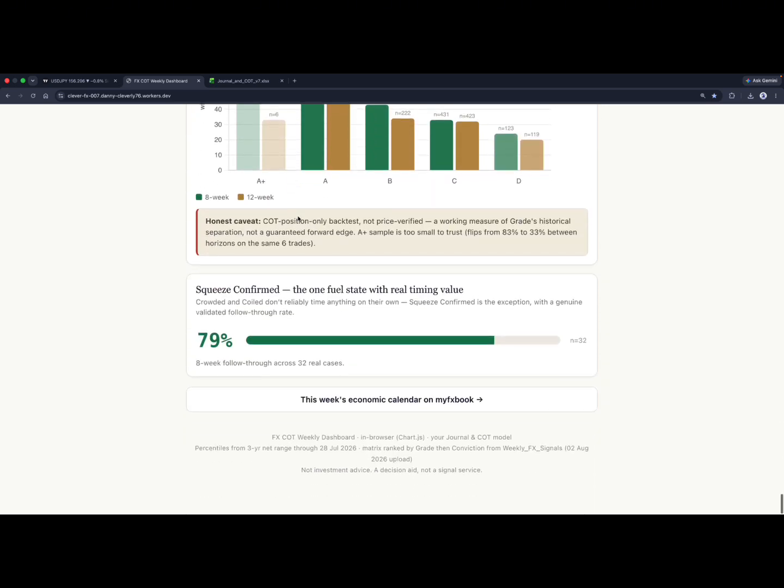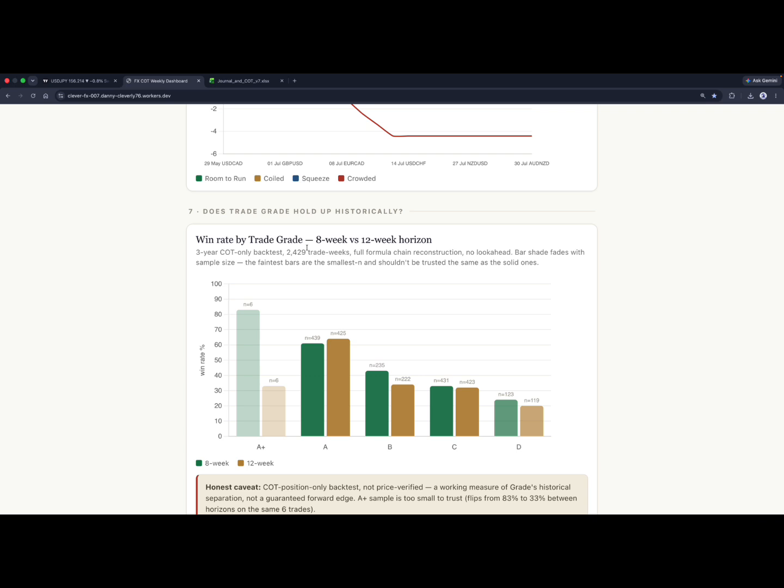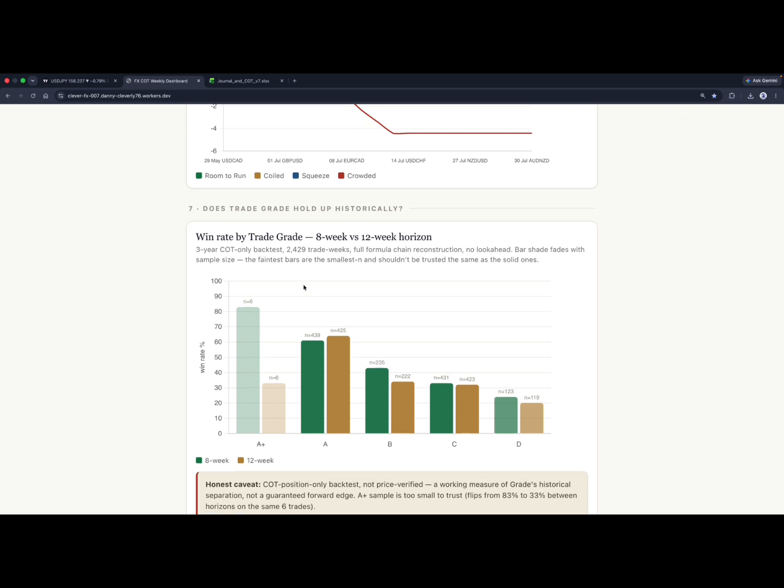And then we get to the last two, which is win rate by trade grade, which is the whole point of this. It's suggesting that those trades that have either an A plus or an A grade rating have a much higher win rate, over 80% win rate for A plus. What do we have here? 61% win rate for grade A, grade B drops, C drops, and D drops again.